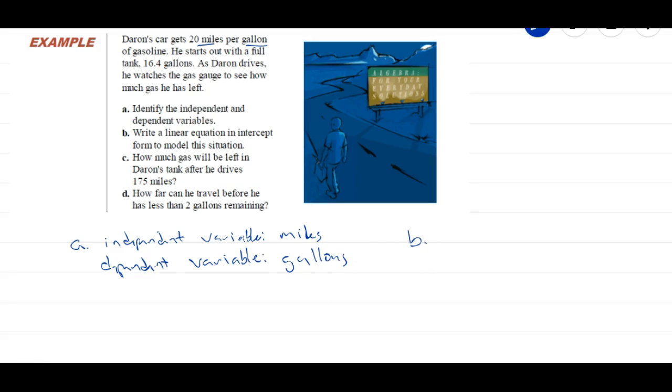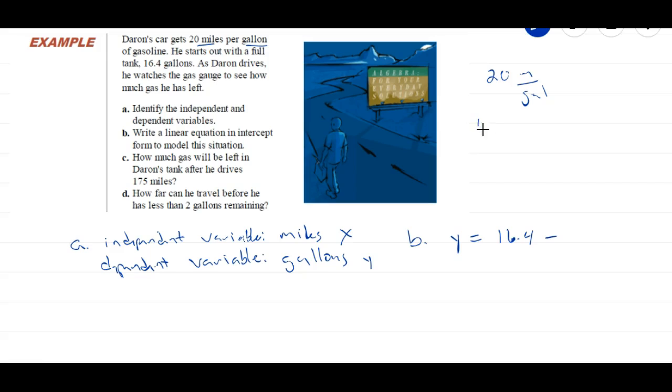Alright, so then part B, we're going to say that gallons is y and miles is x. So we can say y equals 16.4, but then we're going to be losing some. We're losing 20 miles per gallon, so we have to kind of switch this because we have 20 miles per gallon, and we're going to have x as our miles, so they're not going to cancel out.